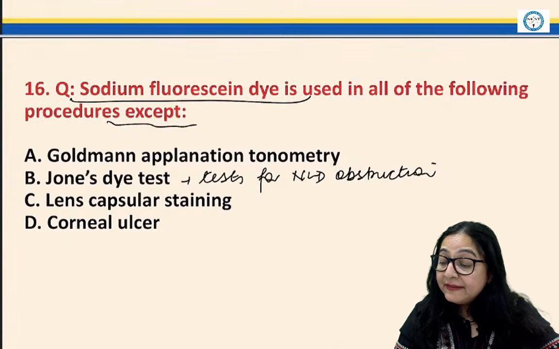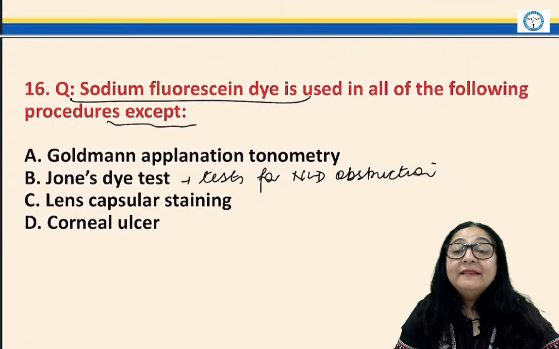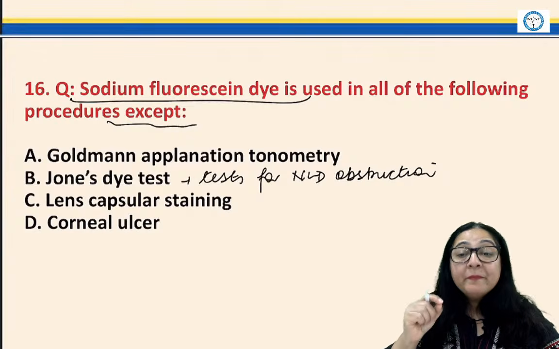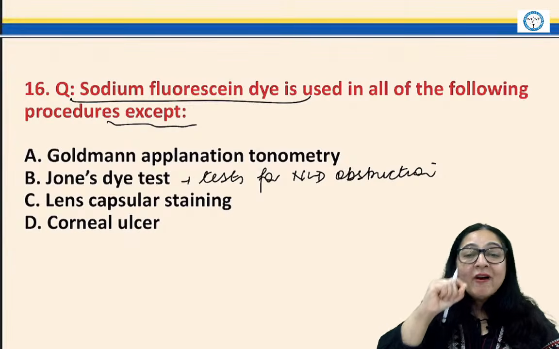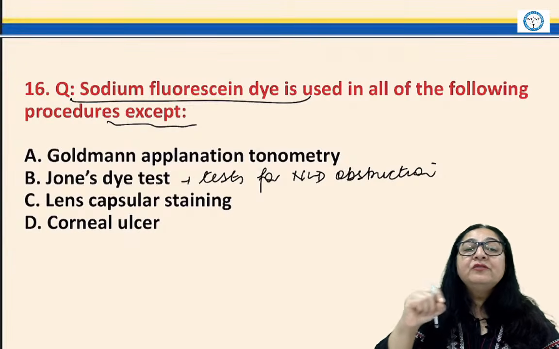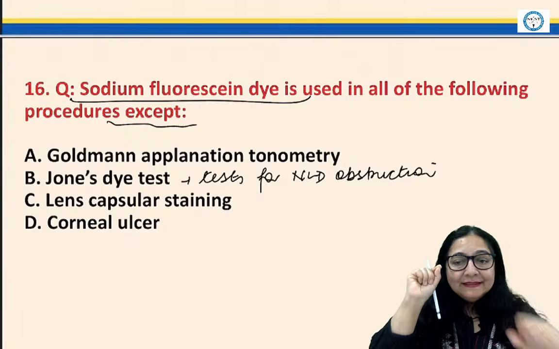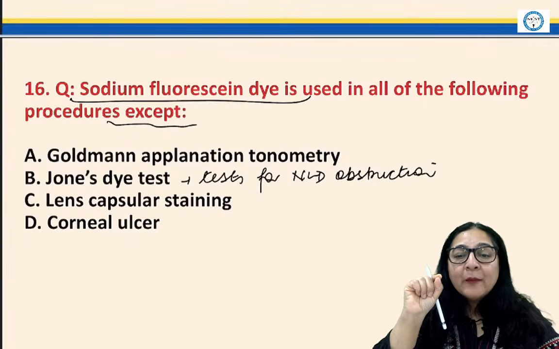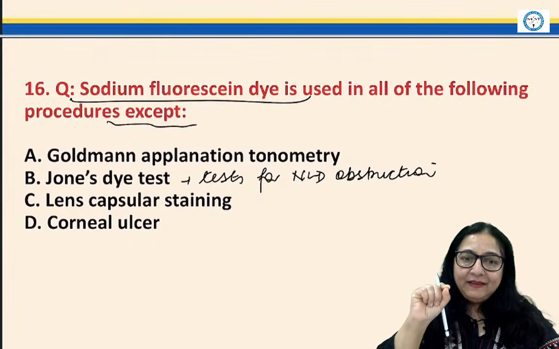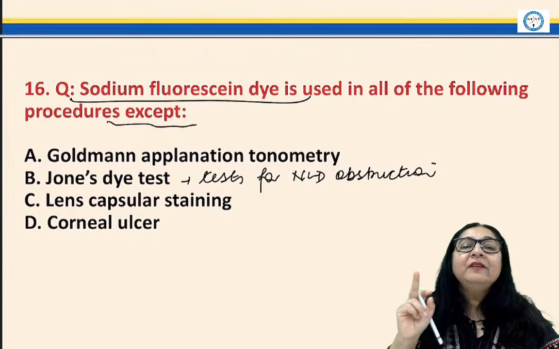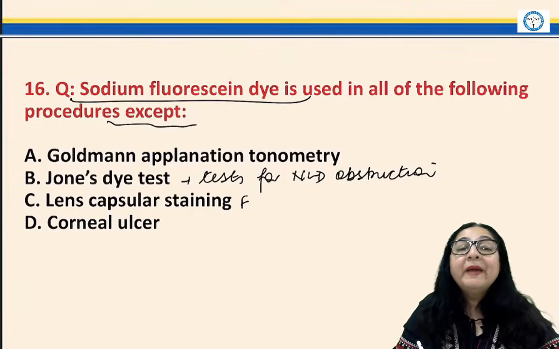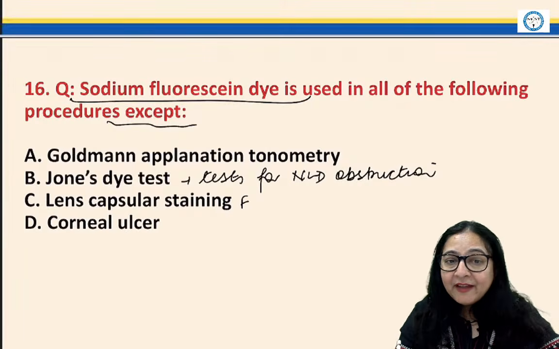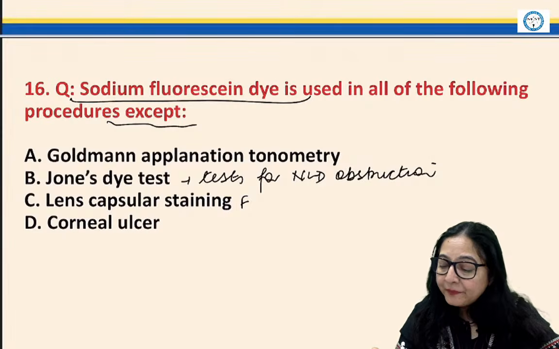Lens capsular staining, that is a step in cataract surgery, beta. If there is a mature cataract, you want to stain the capsule so that you are able to do the capsulotomy easily. So in those cases, we are not using the sodium fluorescent dye, we are using the trypan blue dye. ठीक है, यहाँ बेटा शायद आपने एक्सेप्ट नहीं पढ़ा है.